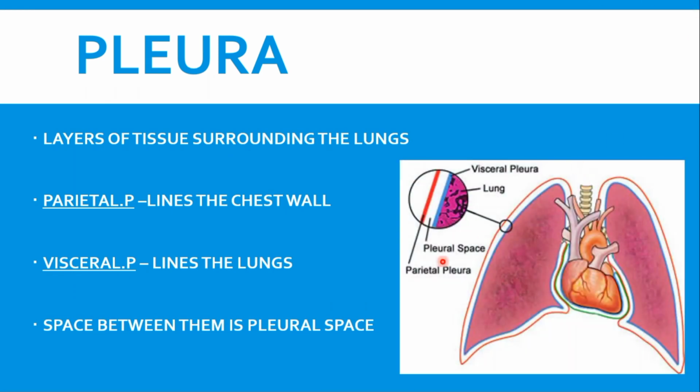If you see here, this is the parietal pleura that lines the chest wall, the red color. And then if you see this blue line, that is the visceral pleura that lines the lungs. Viscera of an organ, that's why they call this visceral pleura that lines the organ, the lungs. And parietal pleura lines the chest wall. The small space between them is the pleural space, as you can see here. This is the pleural space.